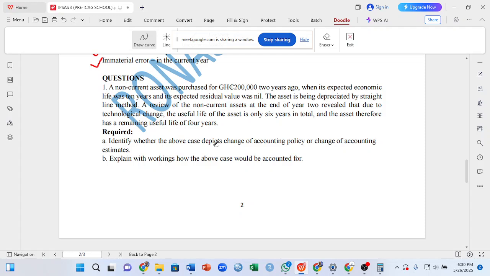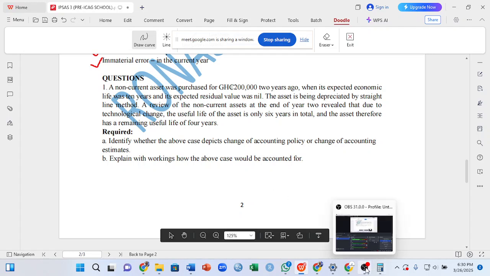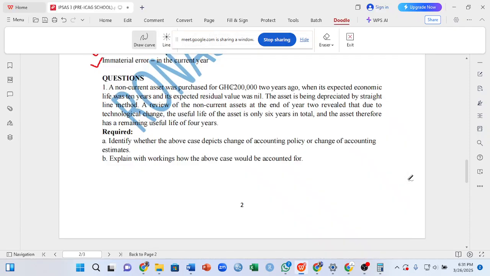Question one. A non-current asset was purchased for 200,000 2 years ago when its expected economic life was 10 years and its expected residual value was nil. The asset is being depreciated by the straight line method. A review of the non-current asset at the end of the year resulted in a review of accounting policy or change in accounting estimate. Explain with workings how the above case would be accounted for.